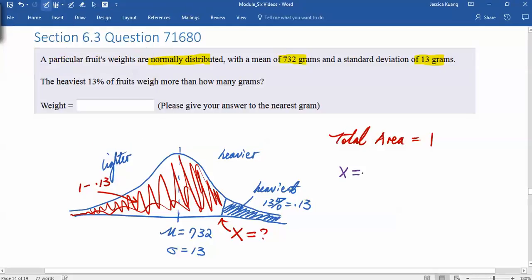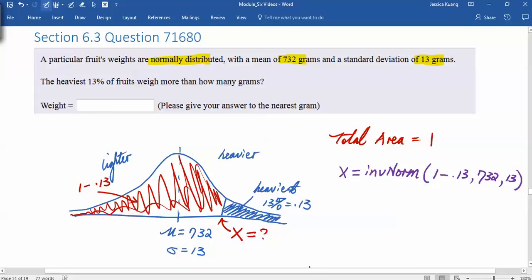X will equal inverse normal, and the area to the left of x is 1 minus 0.13. The mean is 732 and the standard deviation is 13.